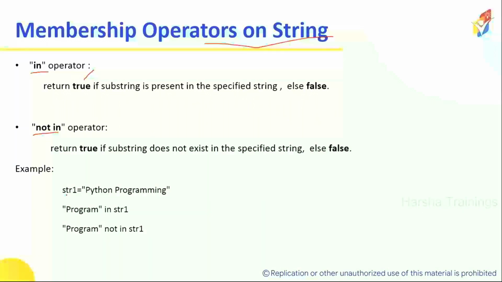For example, let us look here. I have a string called Python programming and I want to search for program. A program is a substring. I want to check whether the substring is available in the big string or not. If it is available, the in operation returns true. If the substring is not available, the in operation returns false.